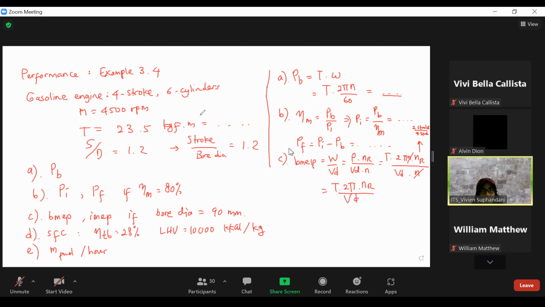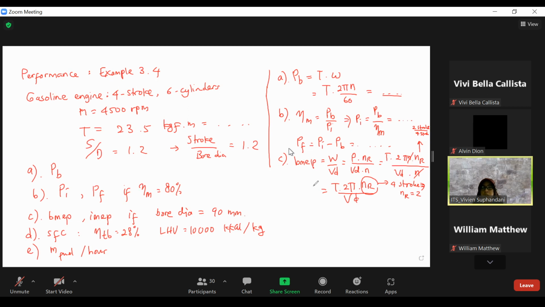And this is 4 stroke. So 4 stroke here, for 4 stroke, so this will be 2. That will be equal to 2. So NR equals 2. Okay, so this is correct, yeah?